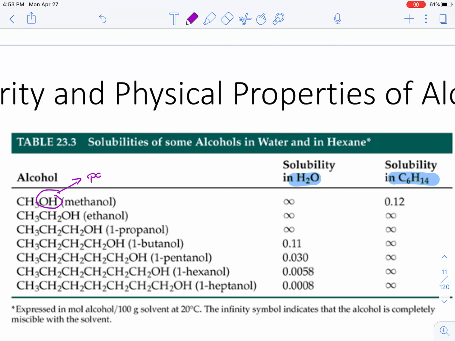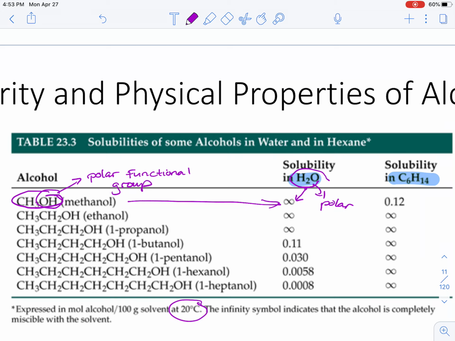Since OH is a polar functional group, it'll make this substance more polar. And so since water is a polar substance, if you were to take methanol and dissolve it in water, they'll be able to dissolve. So that's why there's this infinity sign, right? It's soluble always, and always at a specific temperature. So here in this case, it's going to be 20 degrees Celsius.